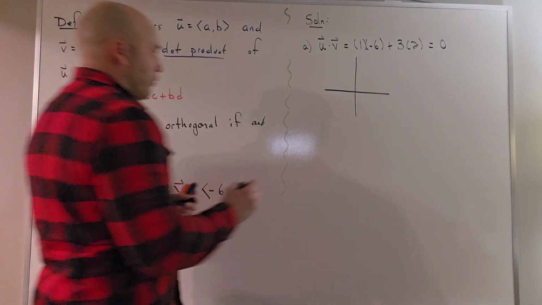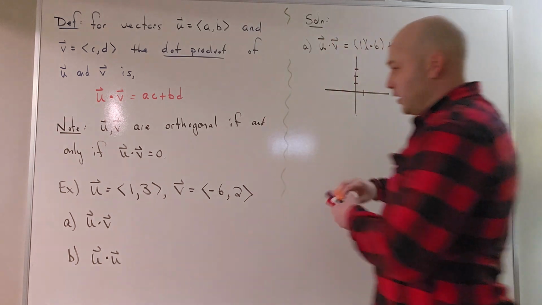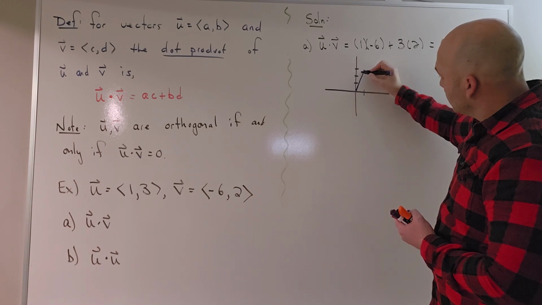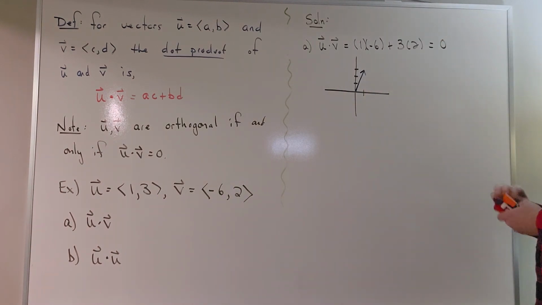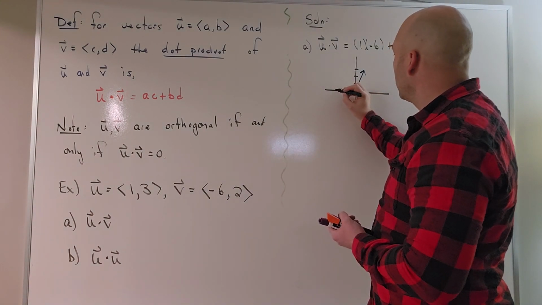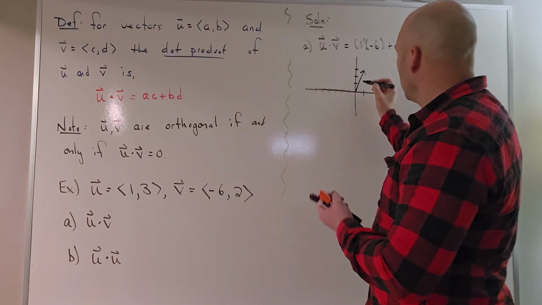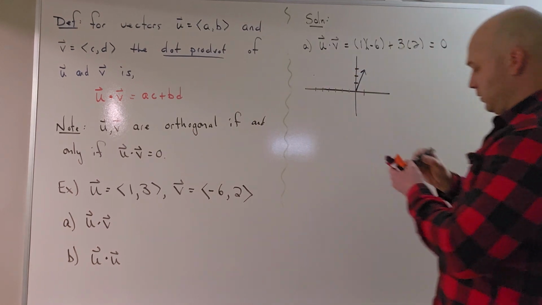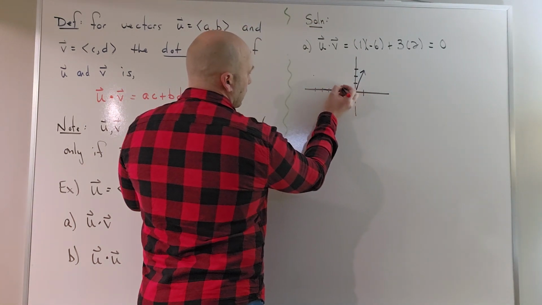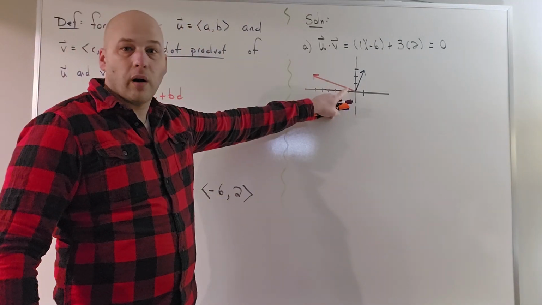U is over 1 up 3. That means that u would be the vector that terminates at the point 1, 3. The vector v will be back 6 up 2. In other words, approximately 1, 2, 3, 4, 5, 6. Approximately here. And it certainly looks reasonable that these are perpendicular.